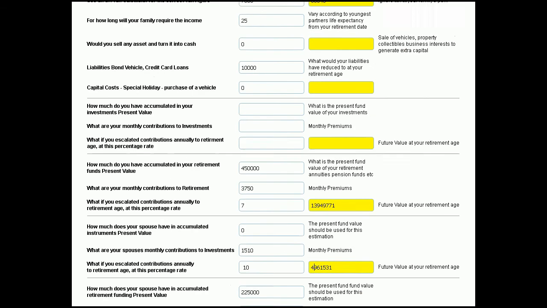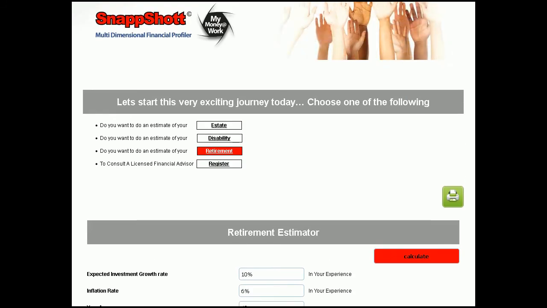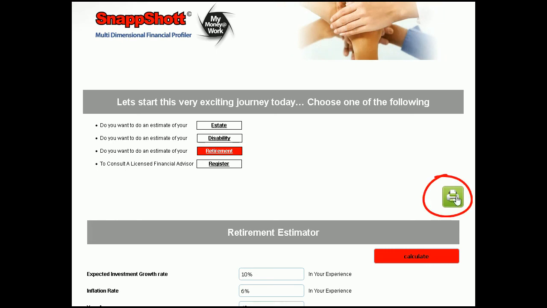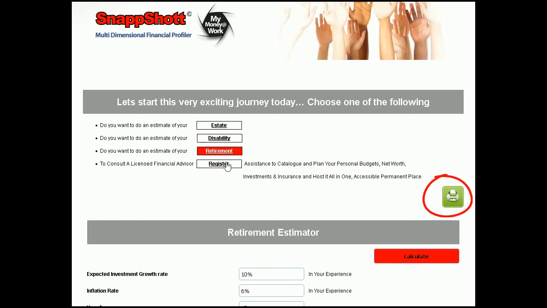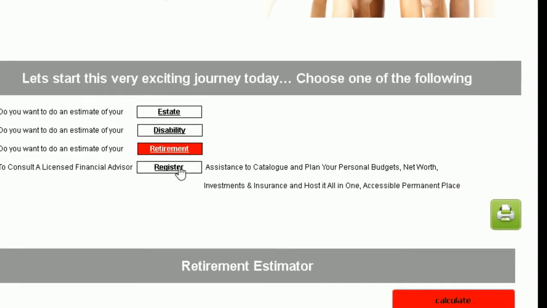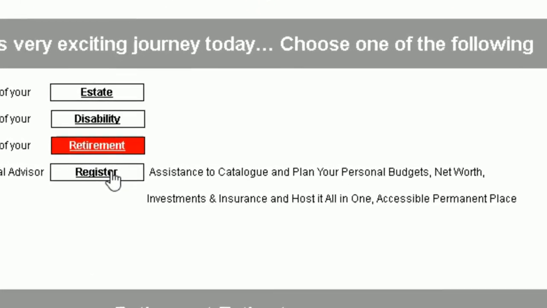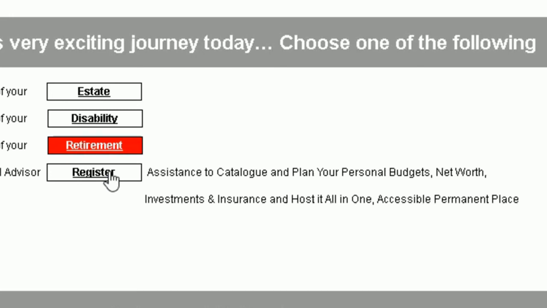So that's about it. When using the retirement estimator, before you log off and lose all the work that you've just put in, first use the printer and save your work. And you should possibly consider registering, and we will introduce you to a licensed financial advisor who can assist you to catalog and plan your personal budgets, your net worth, your investments, insurance, and host it all in one accessible permanent place. So much easier.